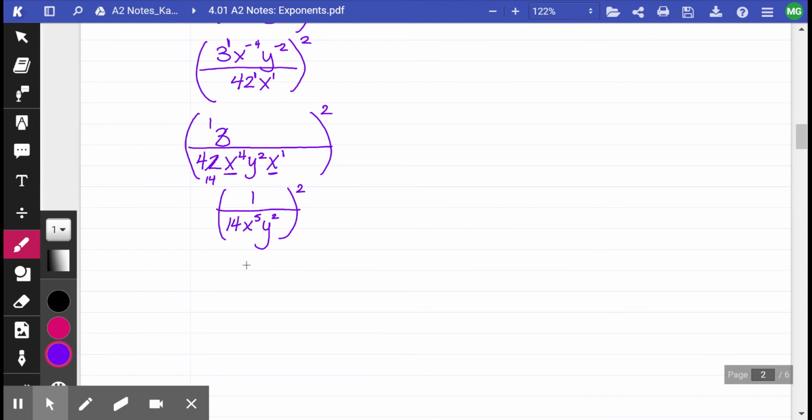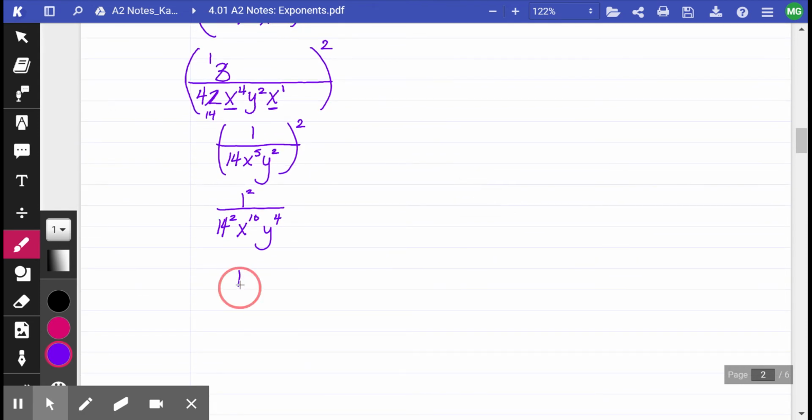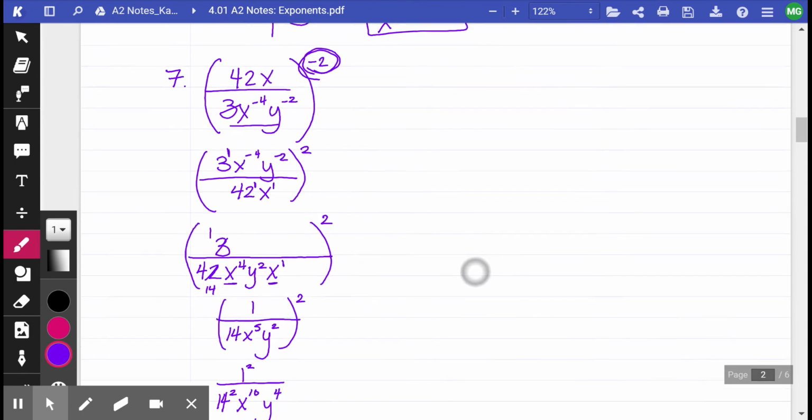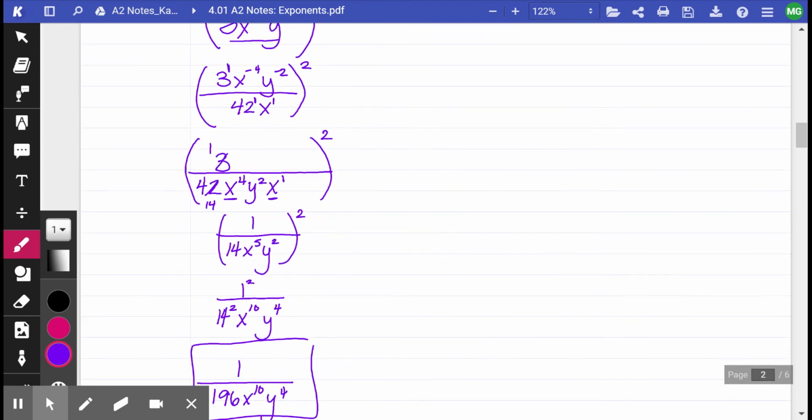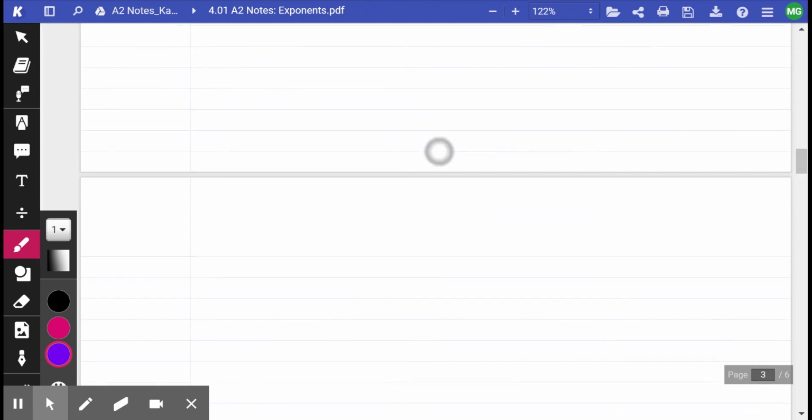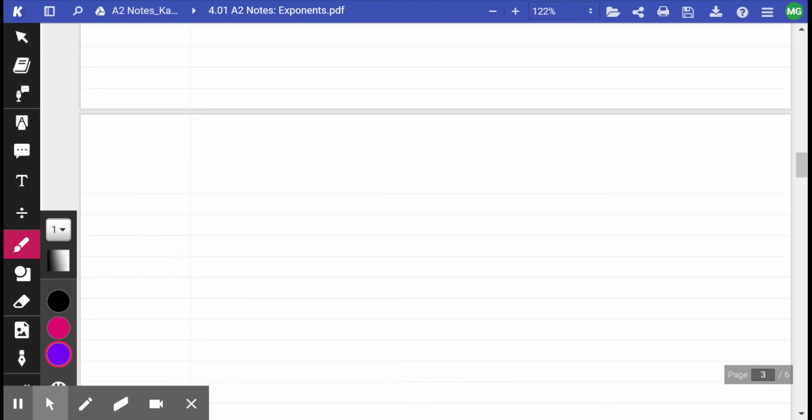And now I'm going to square everything. So I have 1 squared over 14 squared. Here's where you need to make sure you remember to do that: 14 squared also. Power to a power, 5 to the 2nd power, apply the power, that gives me x to the 10th. Power to a power, 2 times 2 is 4. And then my final answer: 1 squared is 1, 14 squared is 196, x to the 10th, y to the 4th. And I did it in a lot of steps, but again, there's many different ways you could go about it. That's just one way you could do it.